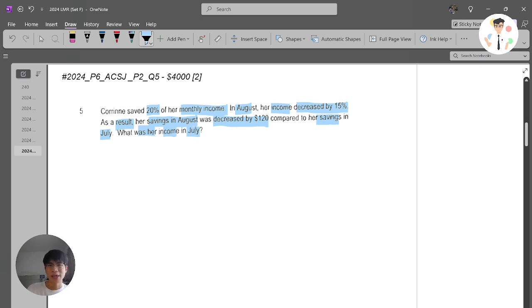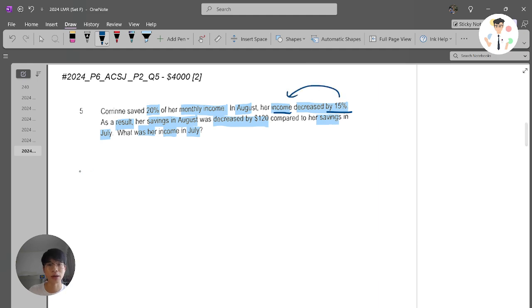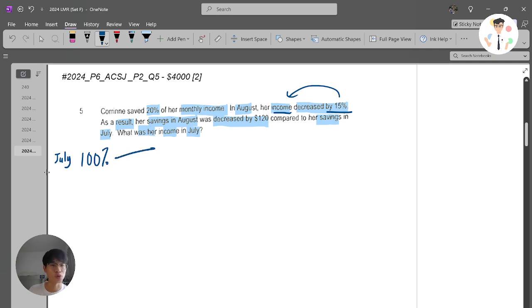Now, I think a lot of you will probably do this. Oh, decrease by 15%, decrease by 120, so 15% equals 120. Is this right? No. Because the decrease by 15% is of her income. Now, her income is always 100%, right? That's in July. And in July, 100%, and she saved 20%. This is basically the idea, correct?